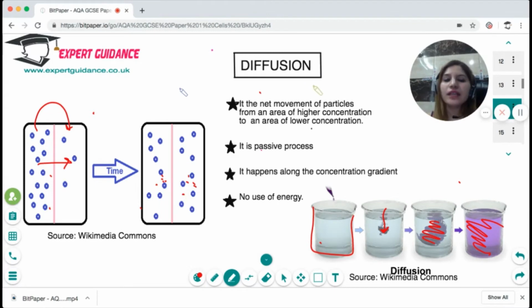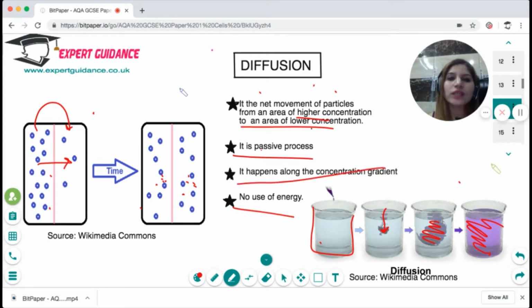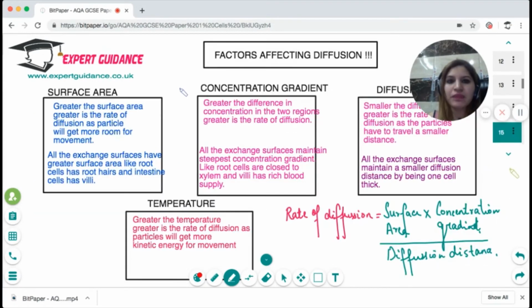This phenomenon is diffusion. Now, if it comes in the exam, how will you define diffusion? You will say it is the net movement of particles from an area of higher concentration to an area of lower concentration. It is a passive process, so it does not require energy as the particles move along the concentration gradient. Now, what are the factors that affect diffusion?